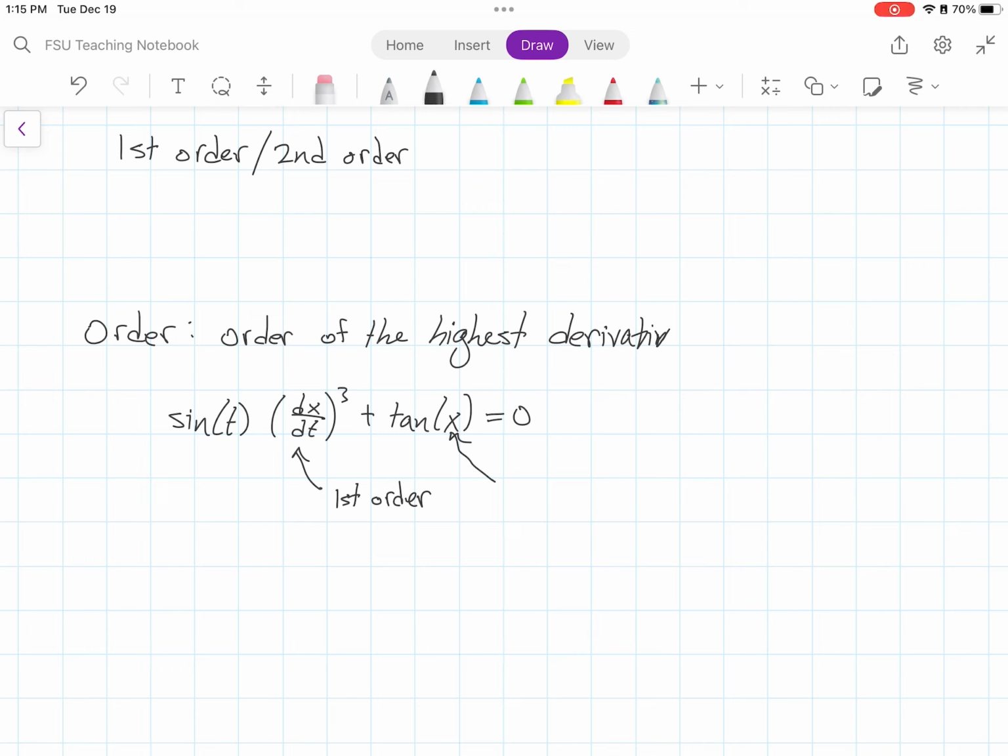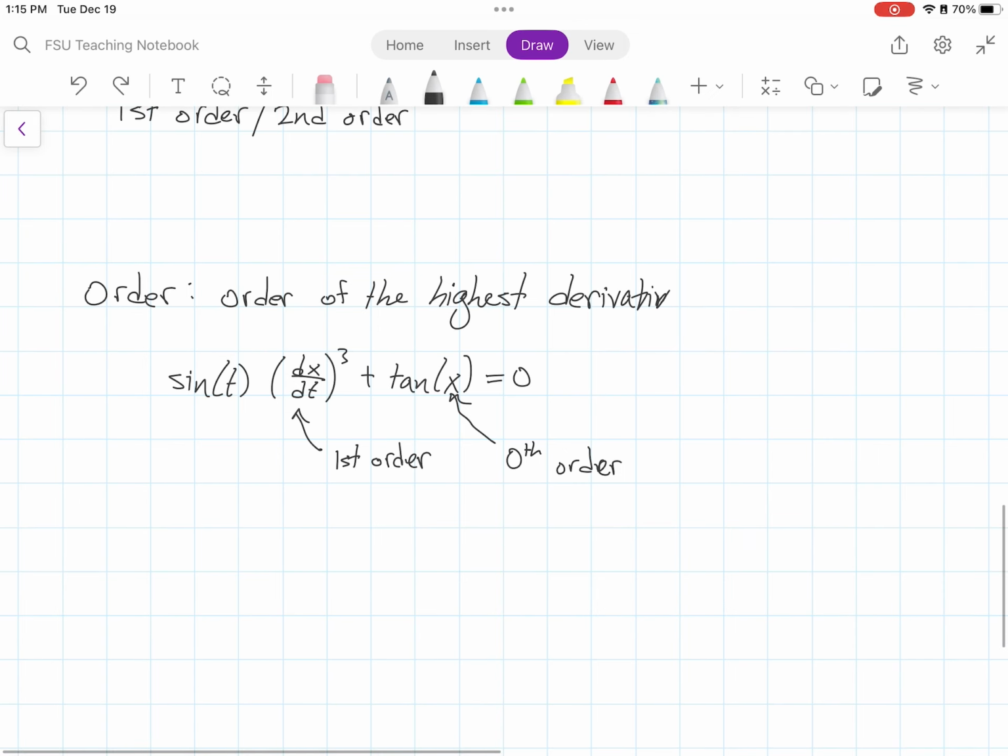So we have the dependent variable x, which I've just pointed out, and that's a 0th order derivative. It's not a derivative, so we call it 0th order. Just to point out, this 3 is the derivative cubed. It's not a third derivative. So this is a first order differential equation.